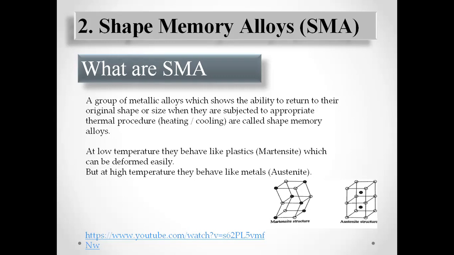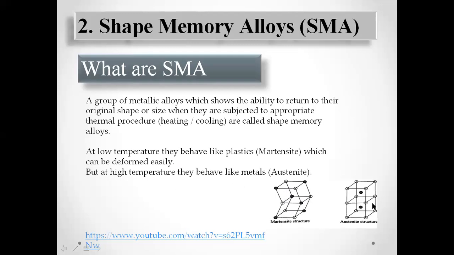This depends on how the atoms are arranged. So this shape memory depends on how the atoms are arranged. There are two types: one is called martensite and another one is called austenite. At low temperature they will have the martensite structure, so the atoms are arranged like this, something like a twisted tetragonal or twisted cubic structure.